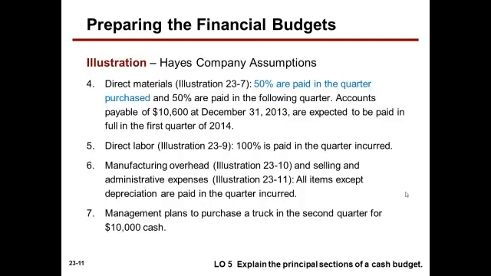Direct material payments will be scheduled out, half of it paid in the quarter purchased, the other half in the following quarter. Direct labor will be paid in the quarter incurred. We have a schedule on that. And manufacturing overhead and other expenses are paid in the quarter in which they're incurred.